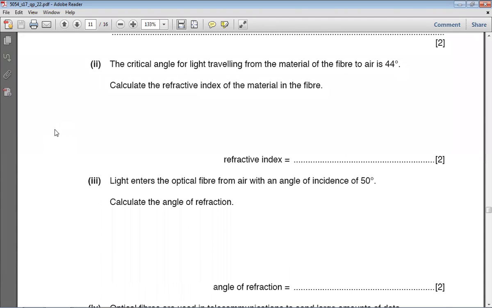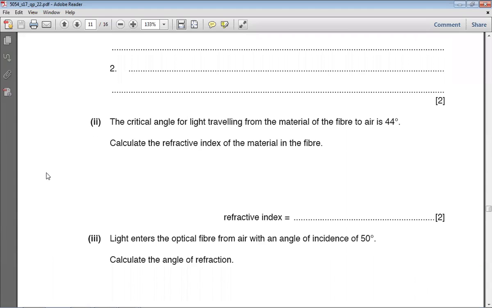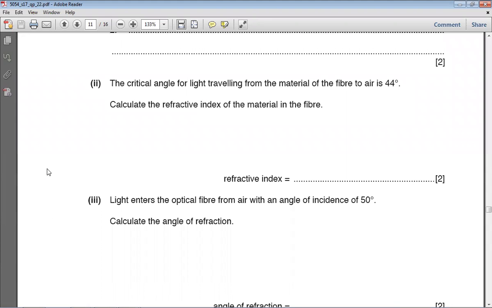He says question number 9b, second part. He says the critical angle for light traveling from the material of the fiber to air is 44 degrees. Calculate the refractive index of the material of the fiber. So it's a 2 marks numerical, and you remember that formula: refractive index is equal to 1 divided by sine C. Refractive index, which is represented with a small n, is equal to 1 divided by the sine of the critical angle. So very simple. So let me show you.